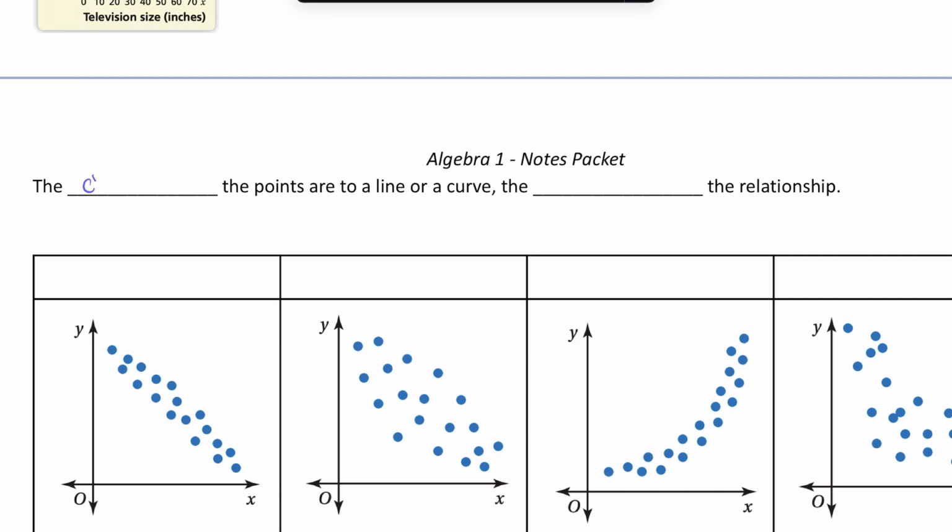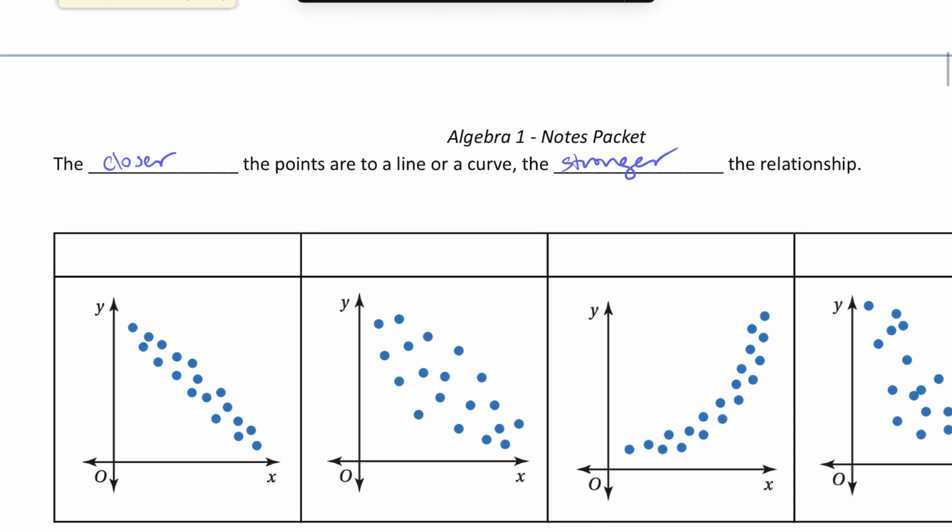The closer the points are together, so in addition to the positive linear, negative linear, and everything, the closer the points are to a line or a curve, the stronger the relationship will be. So for example, take a look at this one. This one looks like a negative linear, but I would also label this as a strong linear relationship. Why? Because they're closer together. This one is a weak linear.